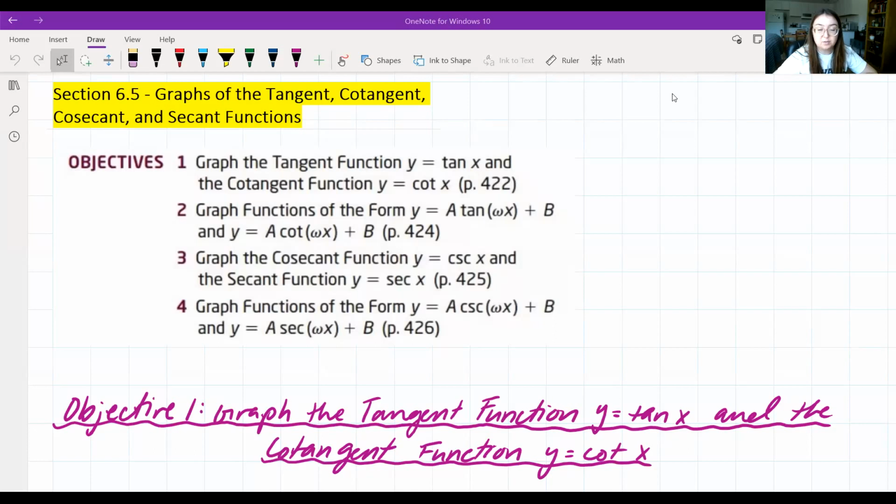Two, graph functions of the form y is equal to a tangent of omega x plus b, and y is equal to a cotangent of omega x plus b. Three, graph the cosecant function y is equal to cosecant x and the secant function y is equal to secant of x. And four, graph functions of the form y is equal to a cosecant of omega x plus b and y is equal to a secant of omega x plus b.